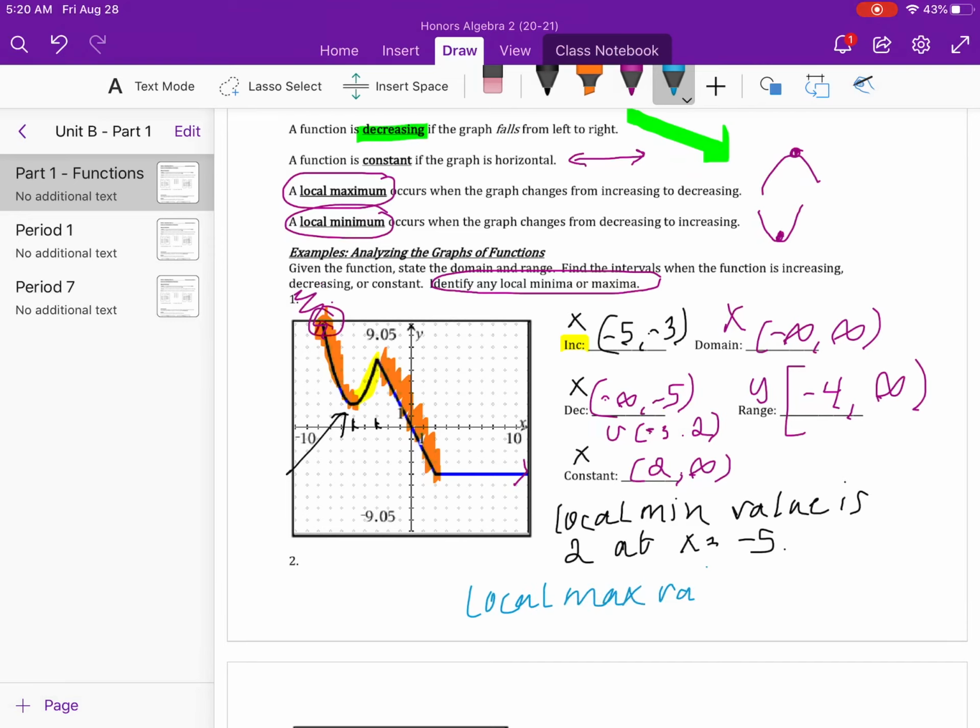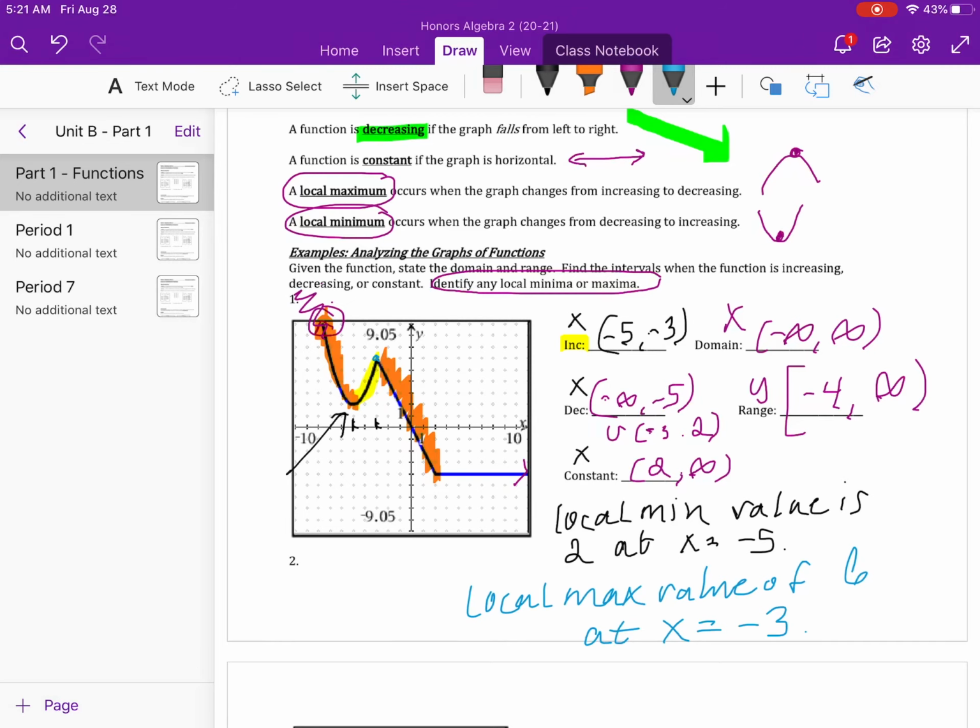You have to tell me the y value, and you have to tell me the x value that it's located at. There's also a local max right here. So let's see, that's going to be 1, 2, 3, 4, 5, 6 at x equals negative 3.